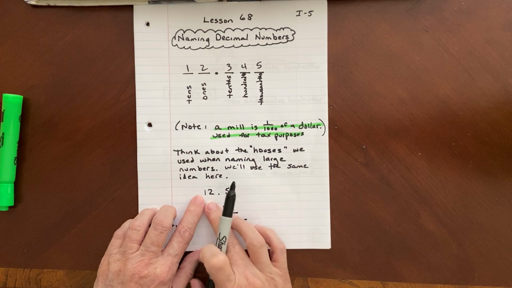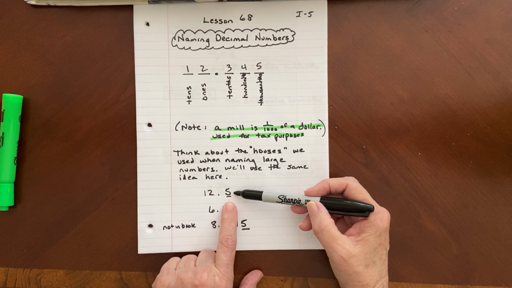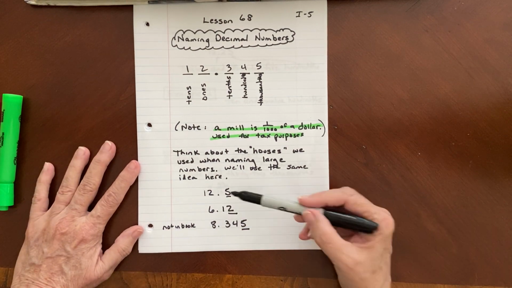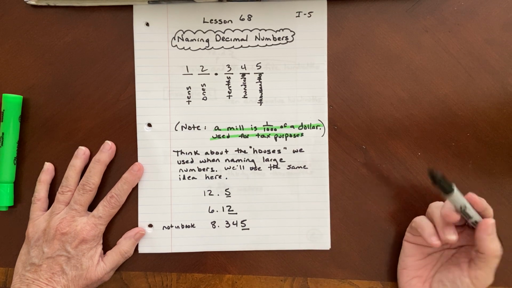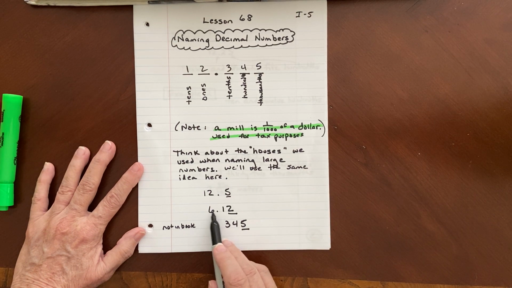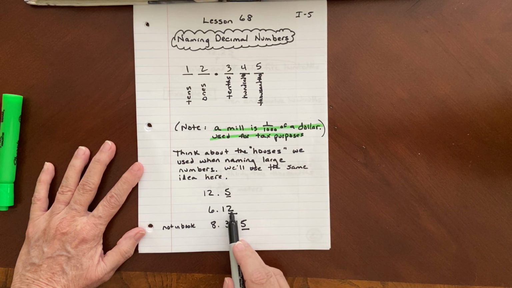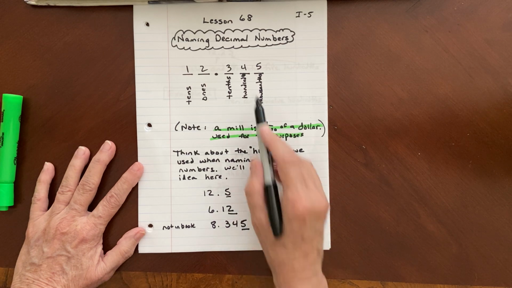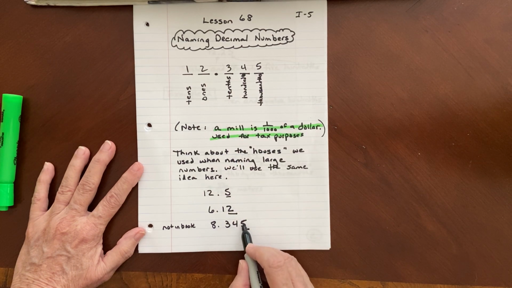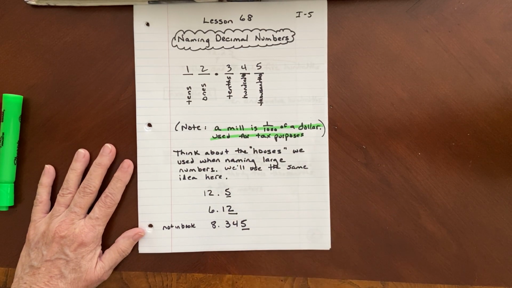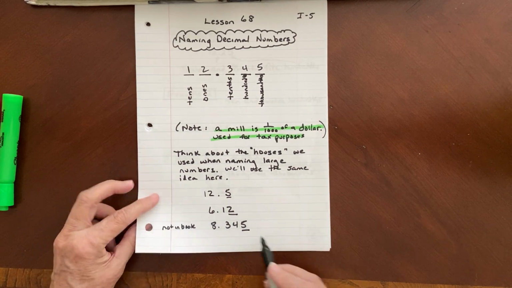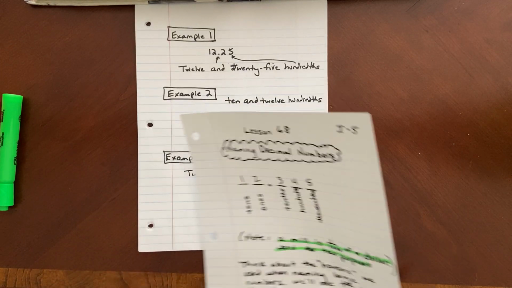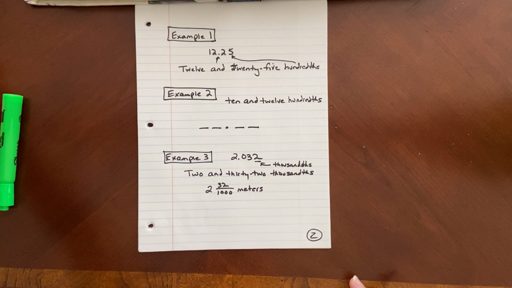Here, I have 12 and, this is in the 10th place. That's my farthest right number. So I'm going to say 12 and 5 tenths. 6 and 12 hundredths, because that's in the hundredths place. 8 and 345, oh look, 345 thousandths. So that one's not in the book. Okay, so look at the last place and then call that place name.